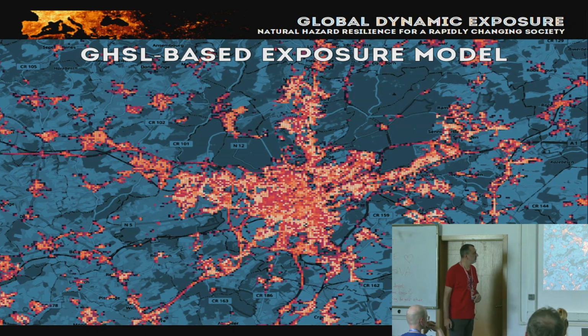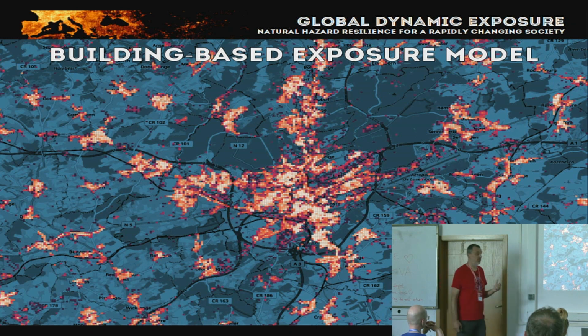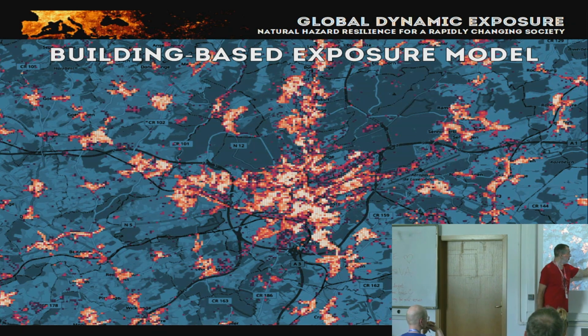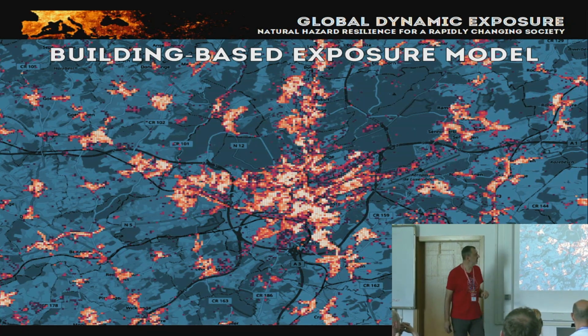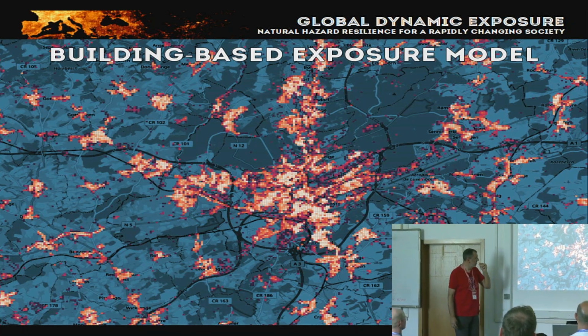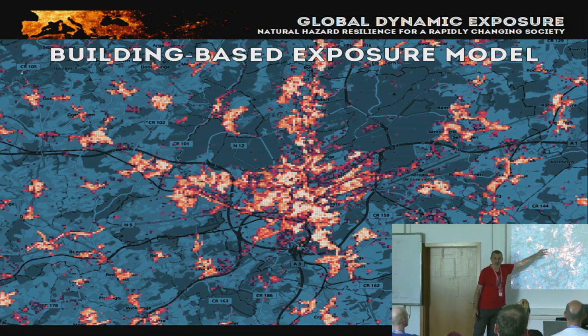But if we replace this with our buildings, this is what it looks like. You see almost all the buildings are collapsing to really the city center. So we have a much better idea of where they are, and we know they're not on the freeways.